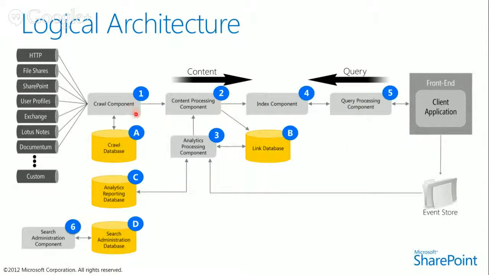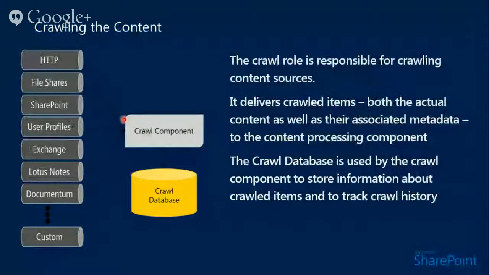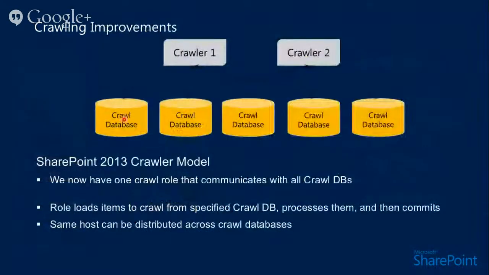Now let's quickly see what all the components are here. The crawl component, which has been there since the inception of all your search, has the role of crawling the content. So on the left hand side you will see all the content sources. We have file share, SharePoint, user profiles, Exchange, Lotus Notes, and Documentum, or be it any other component. It is responsible for retrieving the content that we are going to index, and it brings the content as well as the metadata associated with it and sends it off to our content processing component.